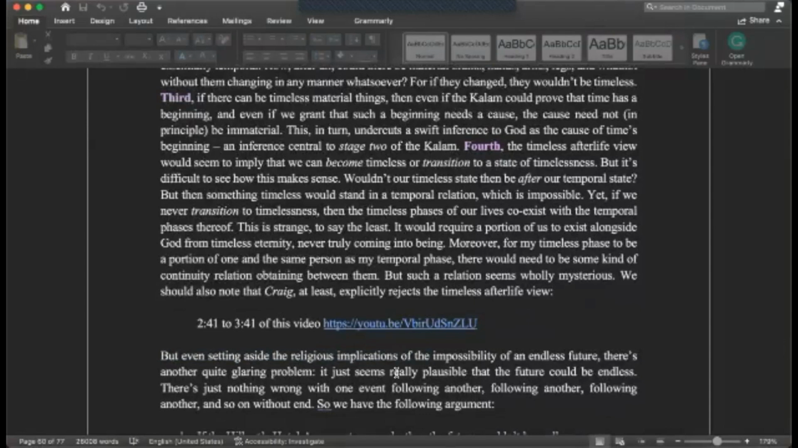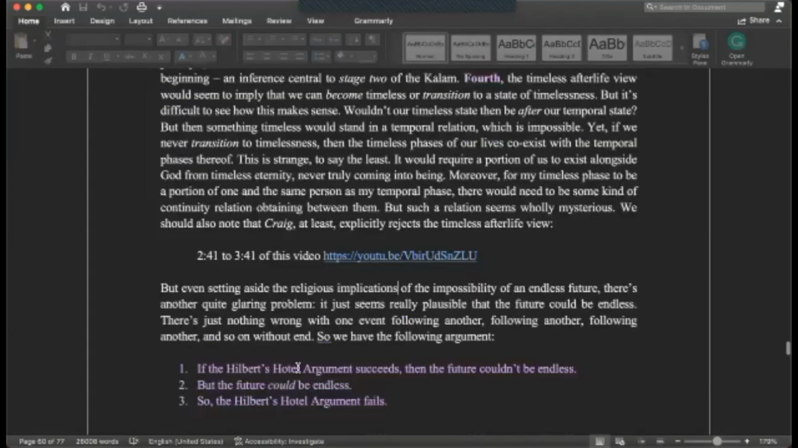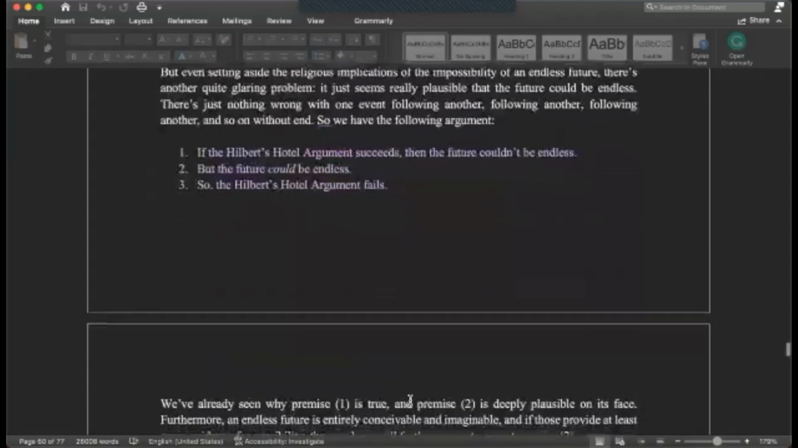It just seems really plausible that the future could be endless, right? There's just nothing wrong with one event following another, following another, and so on without end. So then we have the following argument. Premise 1: If the Hilbert's Hotel argument succeeds, then the future couldn't be endless. Premise 2: But the future could be endless. Conclusion: So the Hilbert's Hotel argument fails.